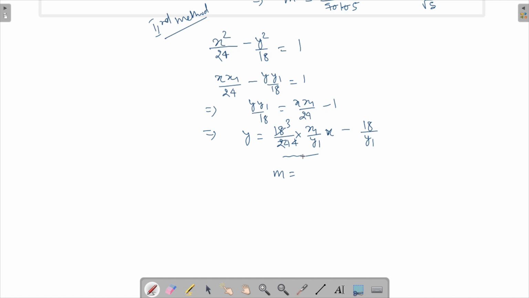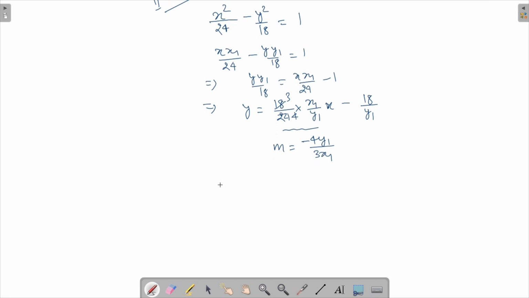So my slope of the normal, call it m. So m would actually be equal to minus 4y1 upon 3x1. And what I would do is I will just go ahead and write this equation, which is y minus y1. This is the equation of the normal, equal to m times x minus x1, minus 4y1 upon 3x1 into x minus x1.